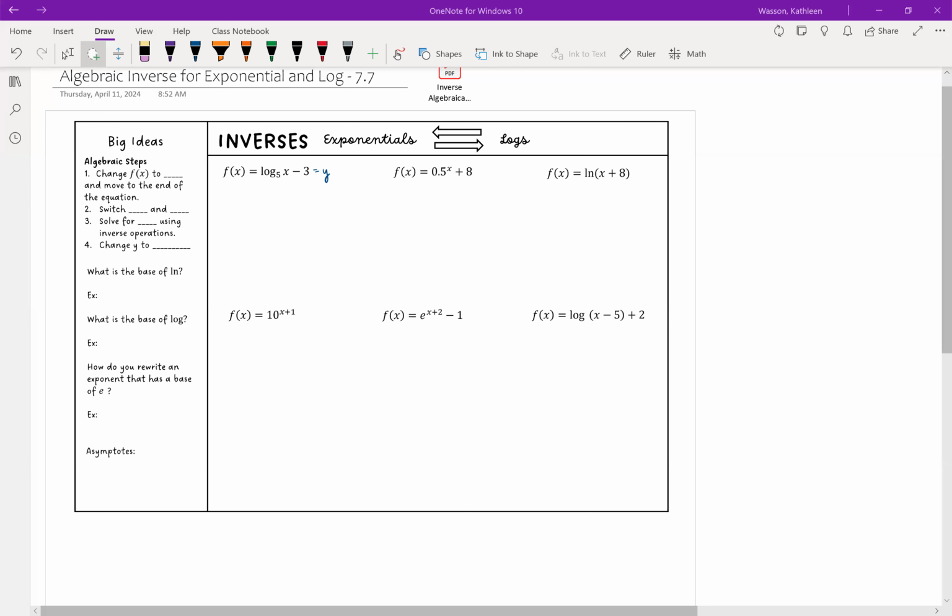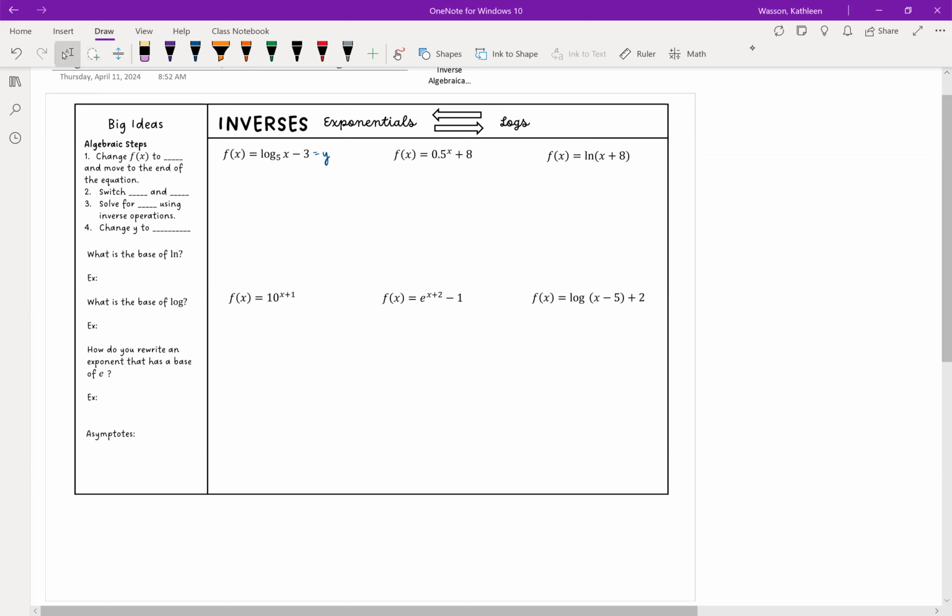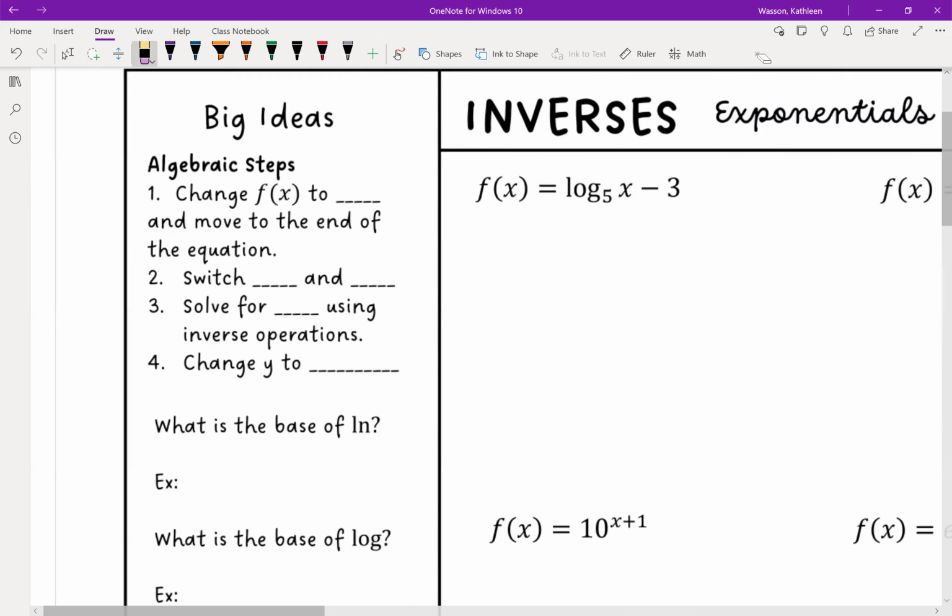Hey everybody, we are going to look at how to find inverses for exponentials and also for logs. Oops, missed part of my erasing. There we go. Please get yourself one of these notes templates for this.